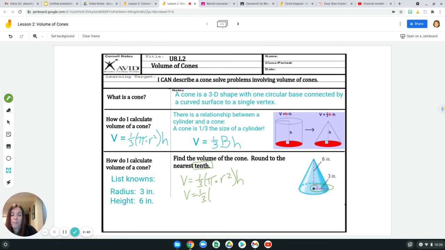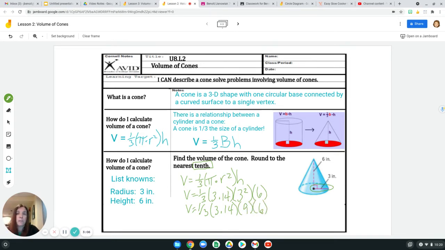So we know that pi, we're going to use 3.14. Our radius is 3, so we're going to do 3 squared. And our height is 6. All right, there's some math I can do before I get to my calculator. I'm going to do that exponent. 3 squared, 3 times 3 is 9.